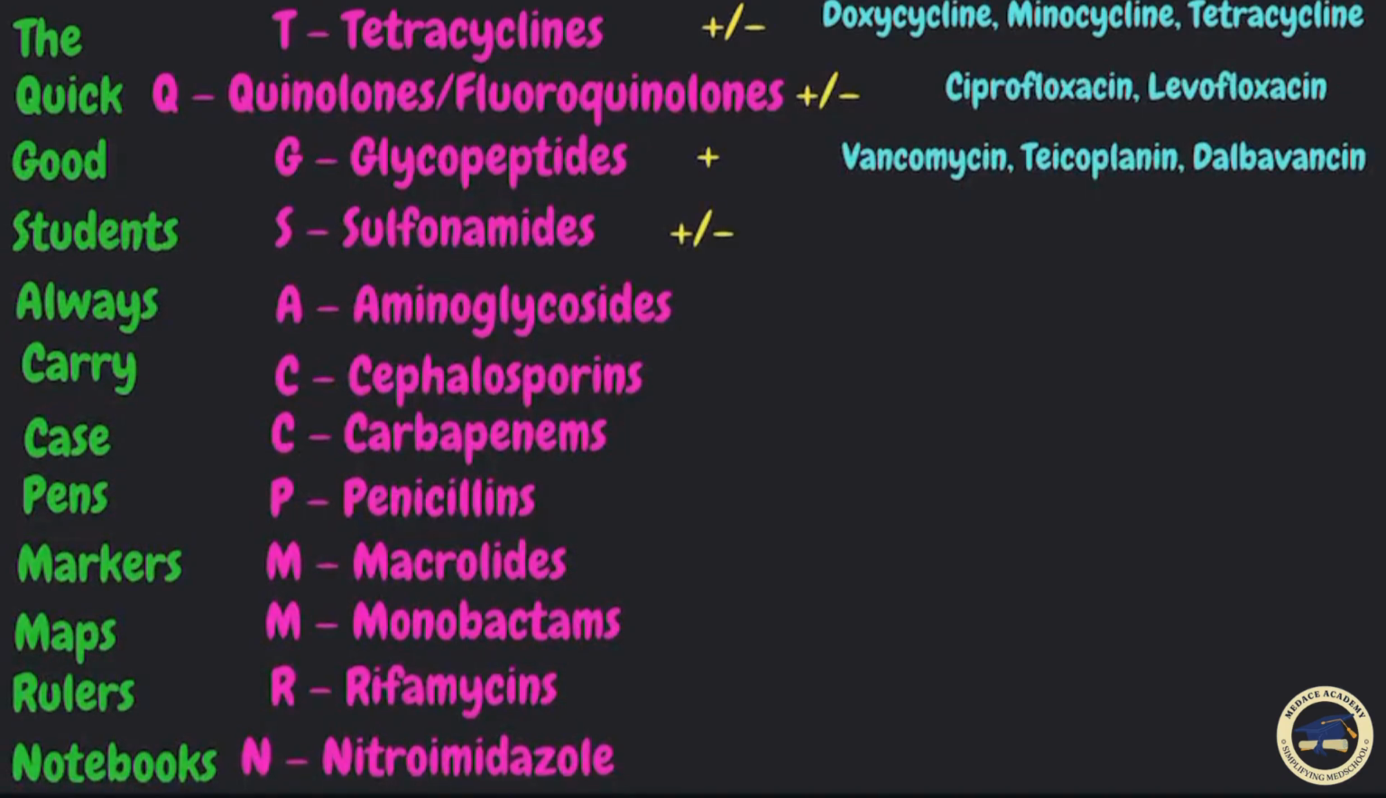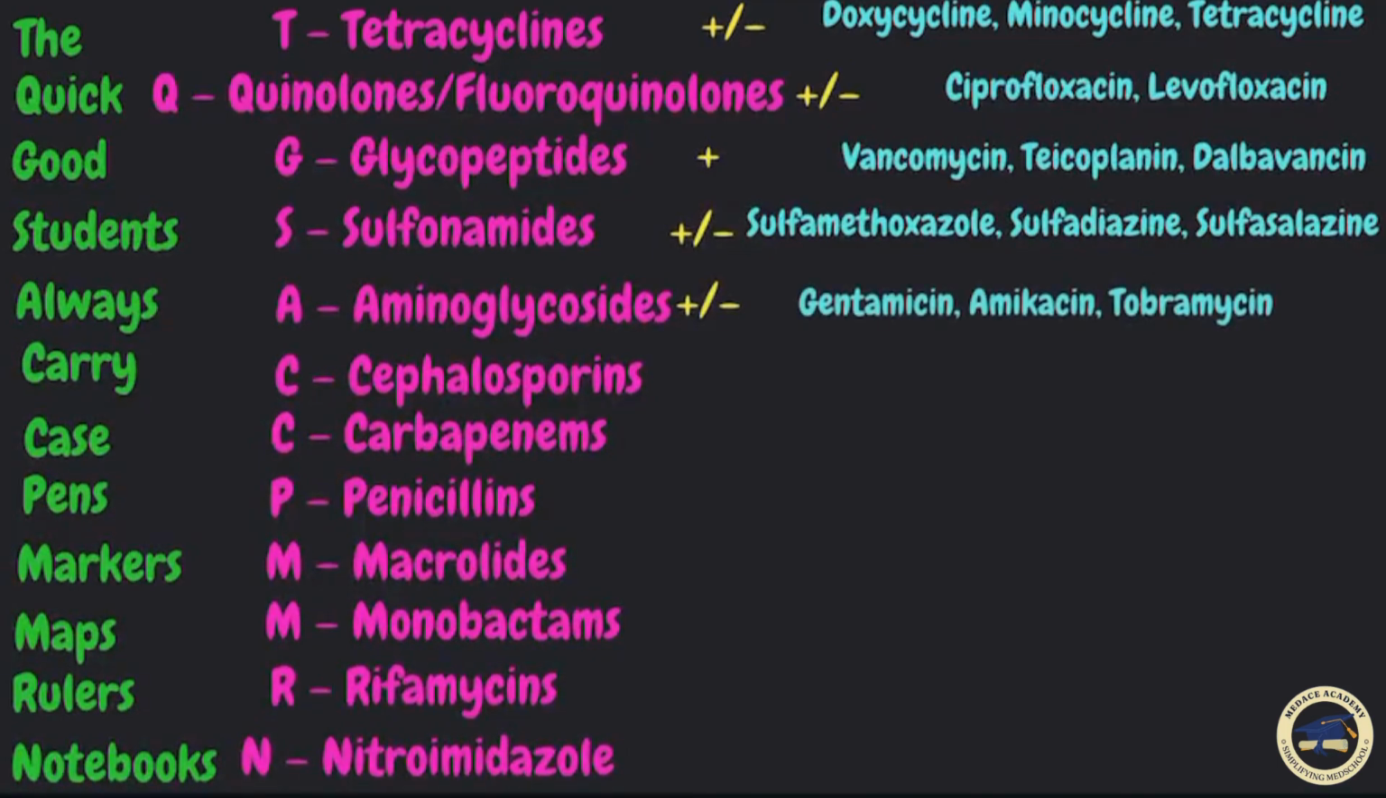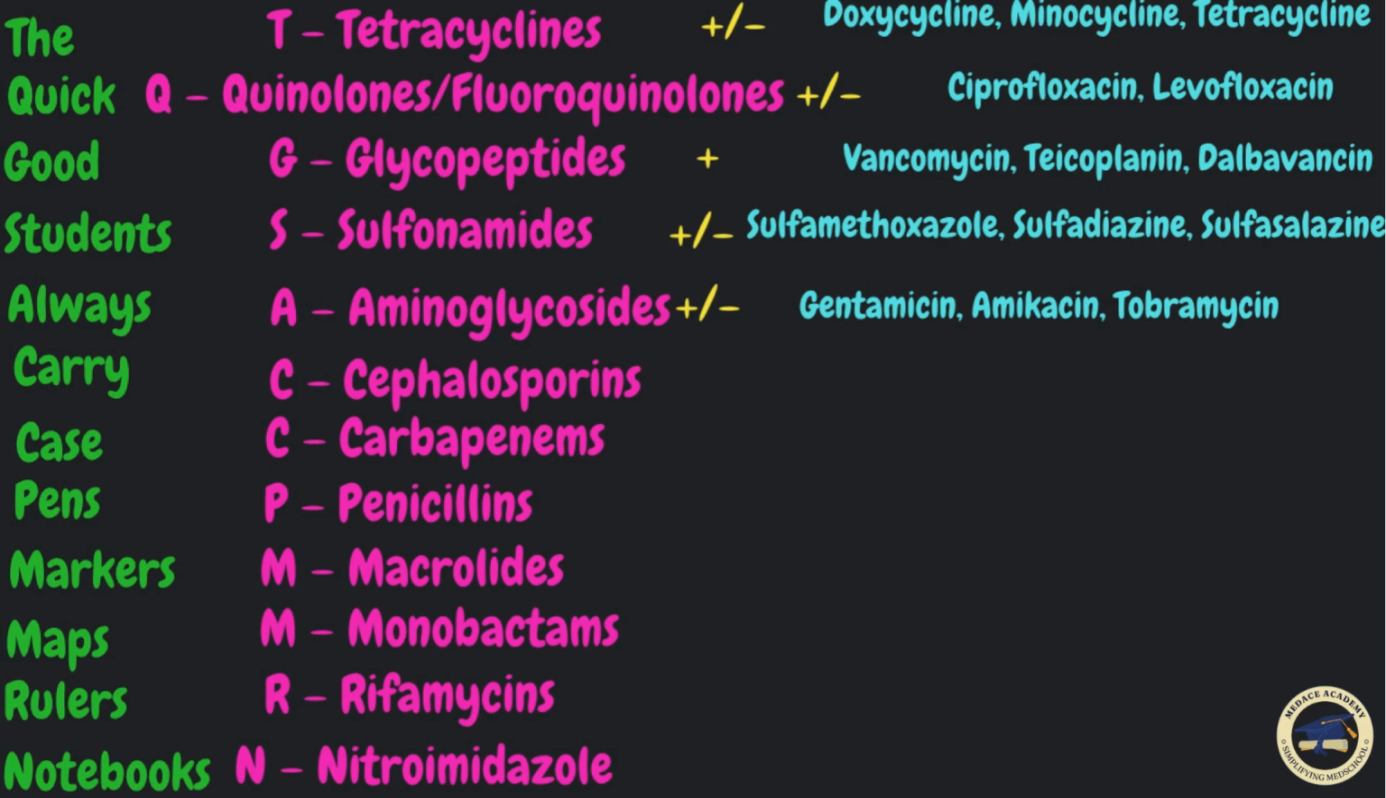Sulfonamides will be active against gram-positive and gram-negative bacteria, and then we will have sulfamethoxazole, sulfadiazine, and sulfasalazine as examples. When we get to aminoglycosides, we will have them acting against gram-positive and gram-negative bacteria. And then examples will include gentamicin, amikacin, and tobramycin.